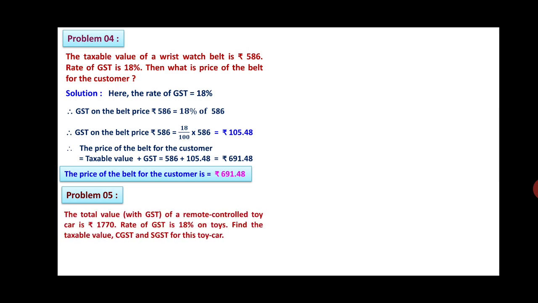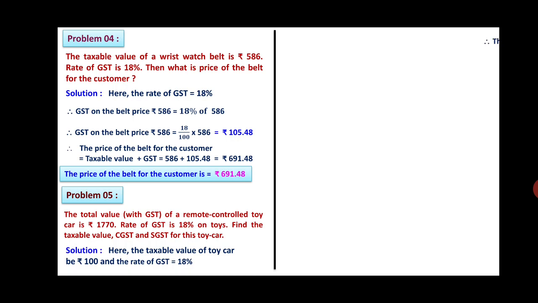We'll take the next problem. The total value with GST of a remote controlled toy car is rupees 1770. Rate of GST is 18% on the toy. Find the taxable value, CGST and SGST for that toy car. Friends, here let us suppose the taxable value of the toy to be rupees 100, and the rate of GST is 18%. Therefore, the total value will become 100, that is the considered value, plus 18% tax, that will be 118.